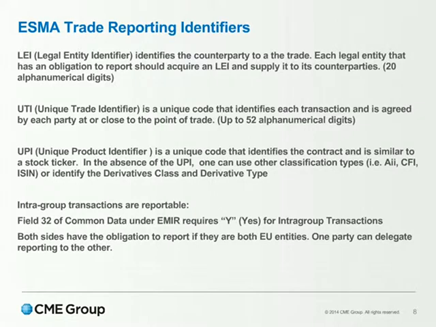Now, the unique product identifier, we always thought we'd get advice on that one from ESMA. It never came. So you kind of got to work out what you use for that. So that's either ISIN, AII, or CFI. But again, you can look at our specs and everyone else's specs to see how to do that.